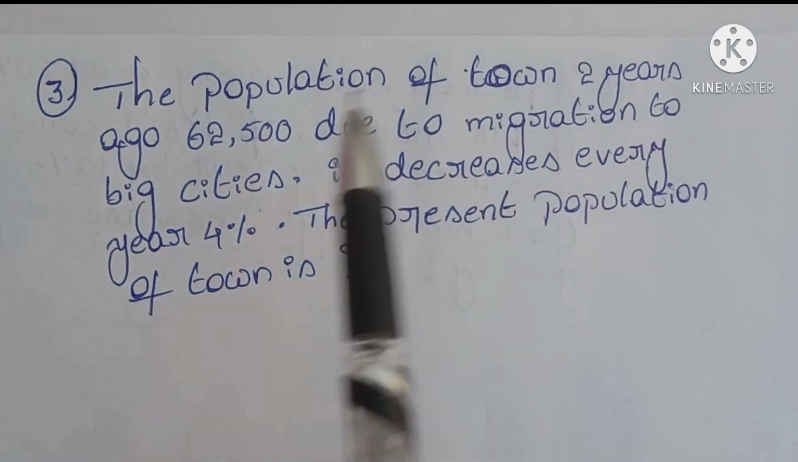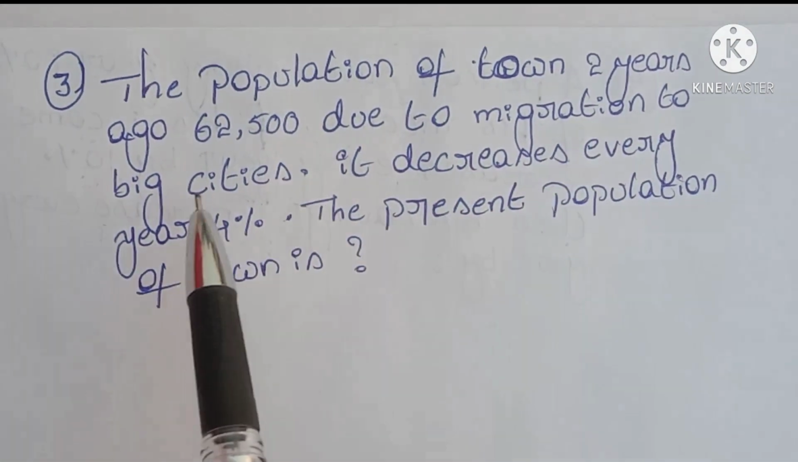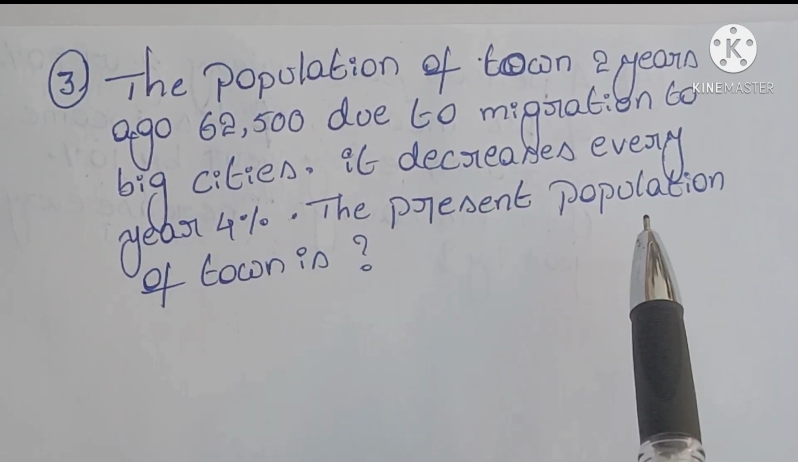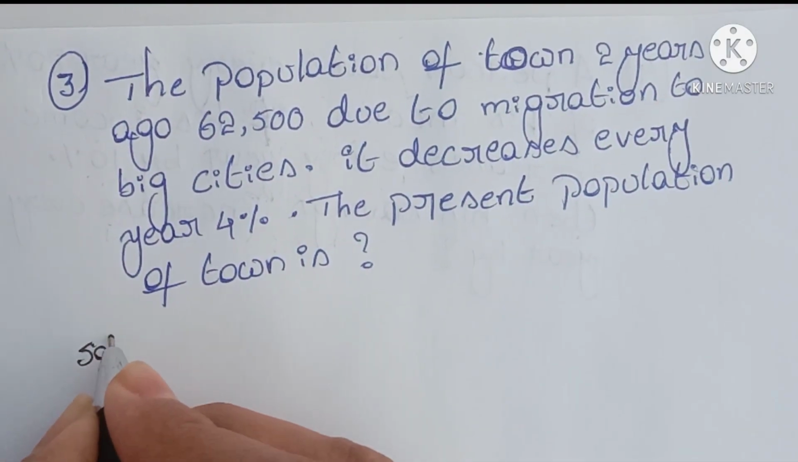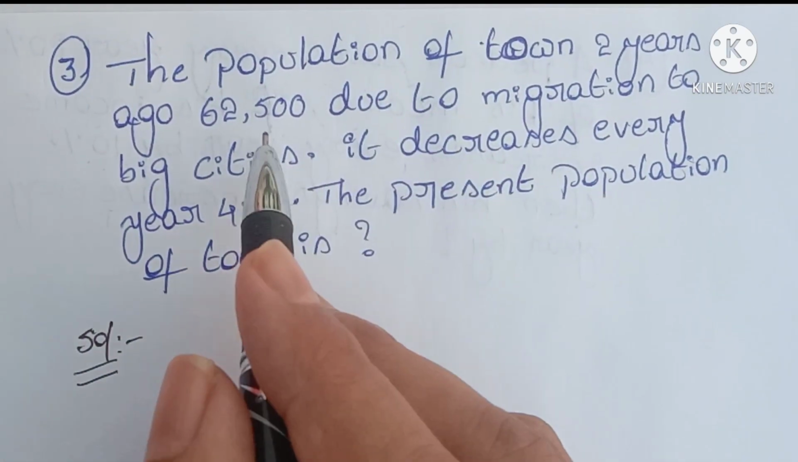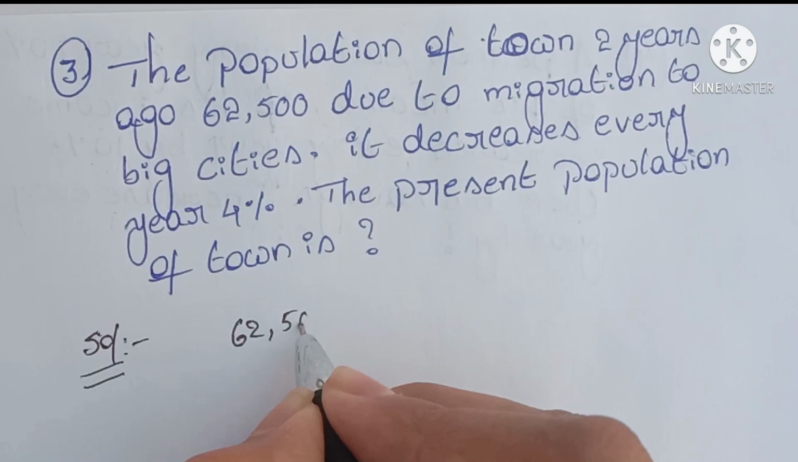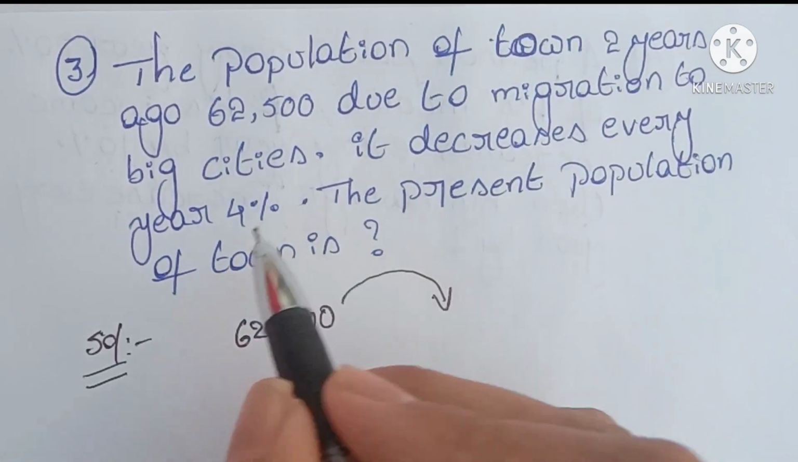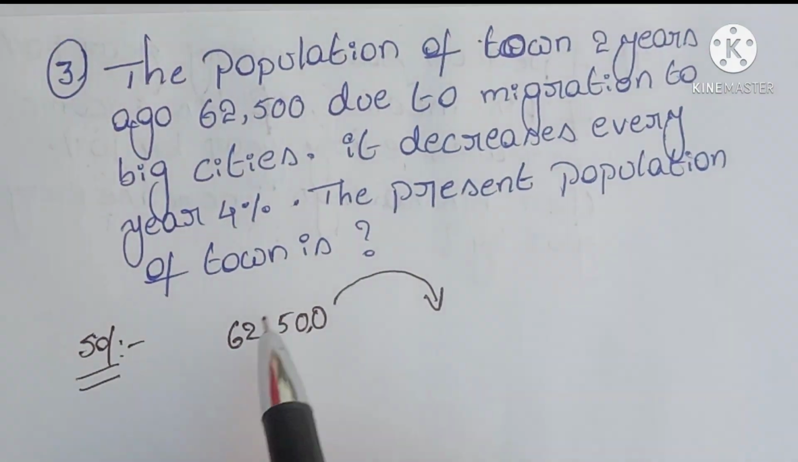Population of a town 2 years ago 62,500. Due to migration to big cities, it decreases every year 4%. The present population of the town is? 2 years ago the population was 62,500, right? Every year it decreases 4%. So we need to calculate 4% of this number.